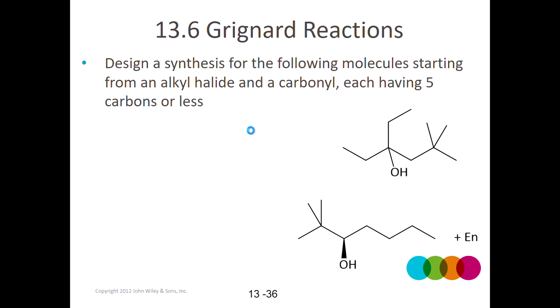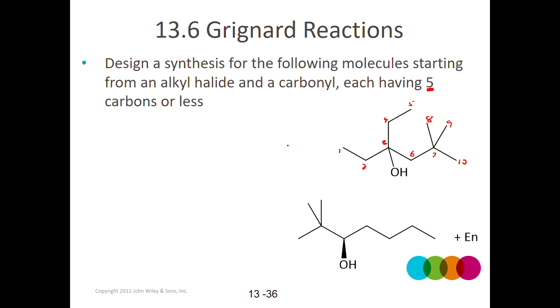All right, so let's look at these. Let's see if we can make these structures using a Grignard reaction. What that means is we can make pretty complicated structures with lots of carbons by only starting with much smaller molecules that maybe only have a few carbons. So that's the idea here. So let's count these carbons: 1, 2, 3, 4, 5, 6, 7, 8, 9, 10.